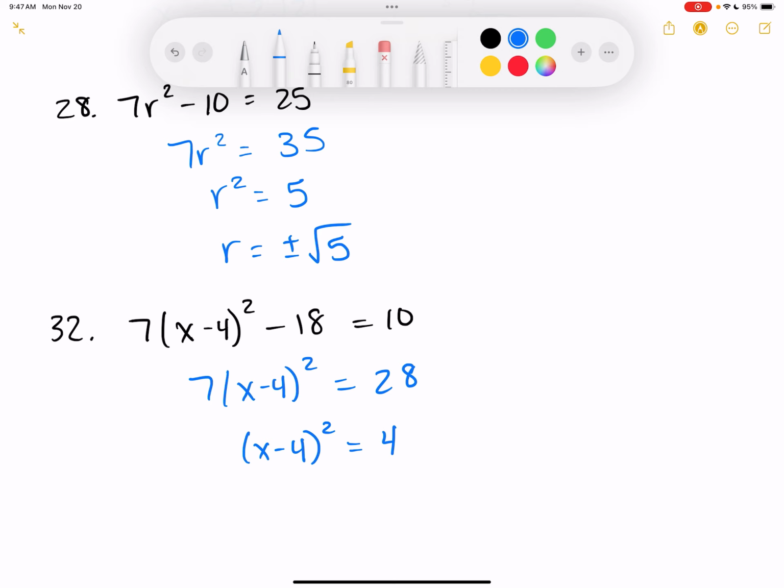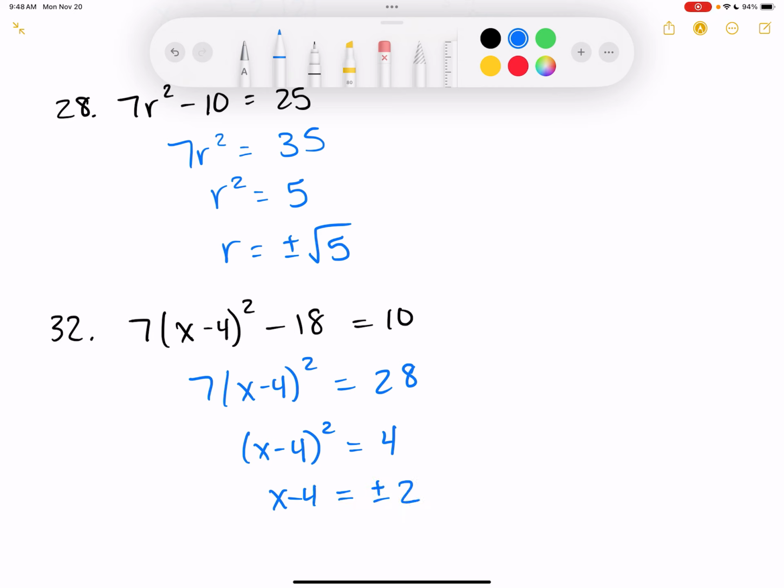Now, this is where people tend to get confused for whatever reason. They try to add the 4 out of this squared term. We can't do that, okay? That whole piece is being squared. So this is like saying x minus 4 times x minus 4 is equal to 4, okay? So we've got to take the square root first. So that means we have x minus 4 is equal to plus or minus 2.